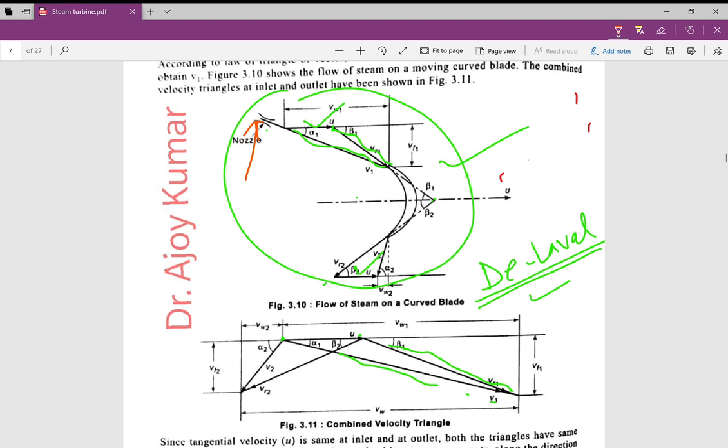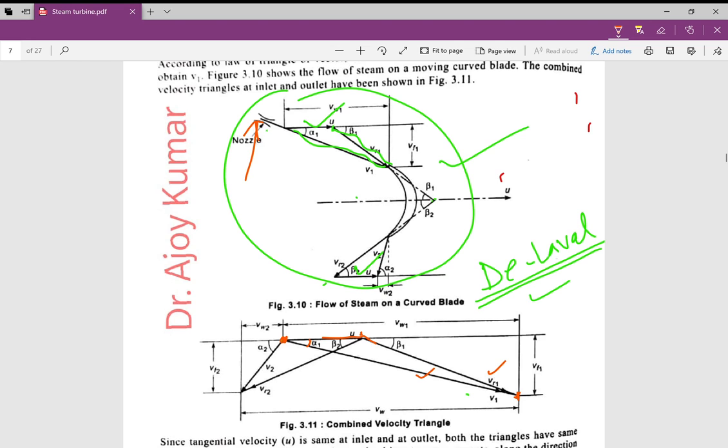So, how to remember it? From head of U, this is your head of U, arrow mark. You draw one line inclined at beta 1 indicating VR1. Draw another line from tail of U. This is your tail of U. Draw another line at angle alpha 1, the nozzle angle we call it, which meets at the same point here. So this is the line for V1, this is the line for VR1. So we completed the inlet velocity triangle like this.